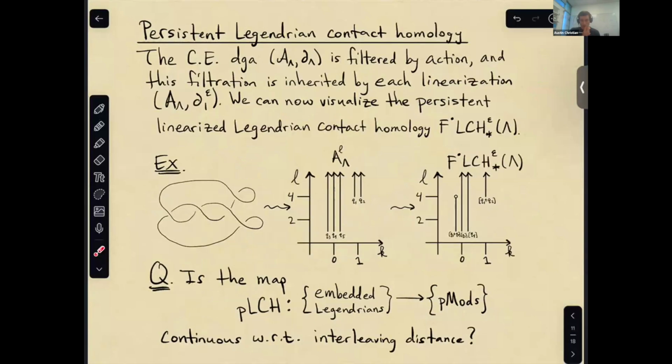Okay, so a lot of what I just said appears again here. For one thing, because we have this filtration, we can visualize the persistent homology, or at least the persistent linearized homology, with this barcode. And we want to ask, if we make some very small Legendrian isotopy on the left, so you use a C infinity topology on the space of embedded Legendrians, will this map persistent Legendrian contact homology be continuous with respect to interleaving distance?